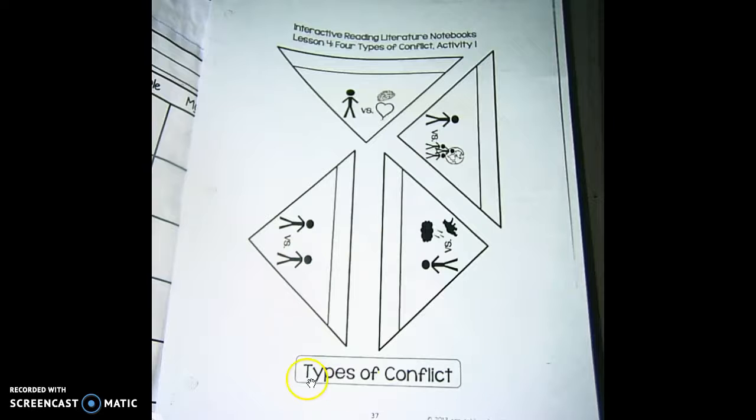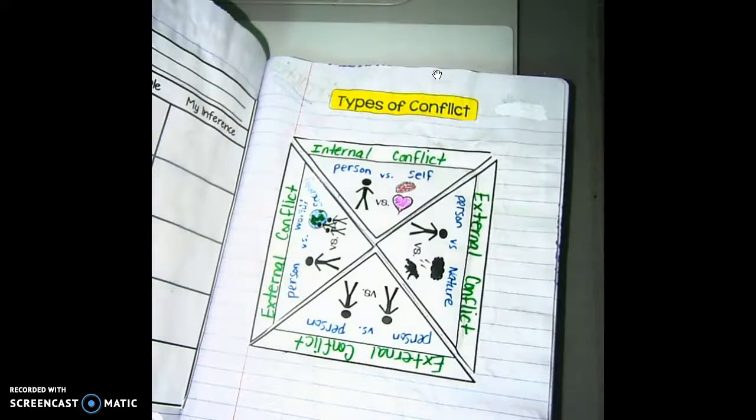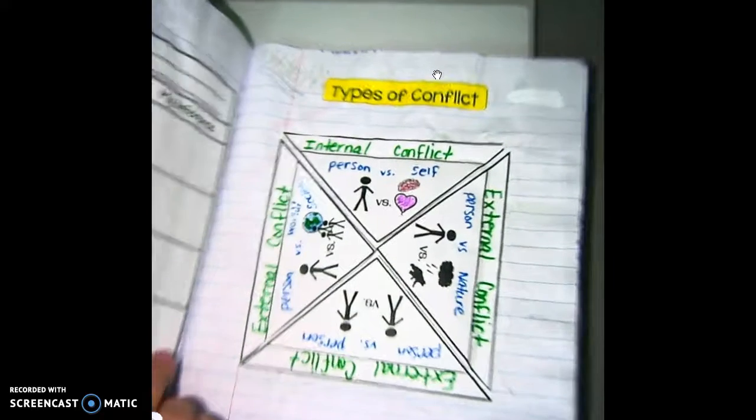So first you're going to cut out the title, Types of Conflict, and the 4 different triangles here that will represent the 4 types of conflict. When you cut this out and glue it into your notebook, you only want to glue down the edges that have the bold print. So when you glue it, it's going to look like this.